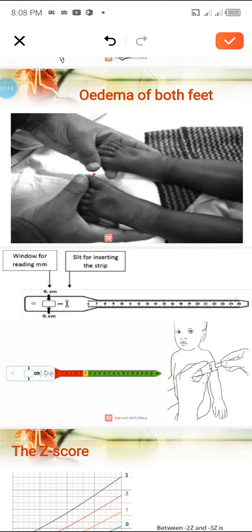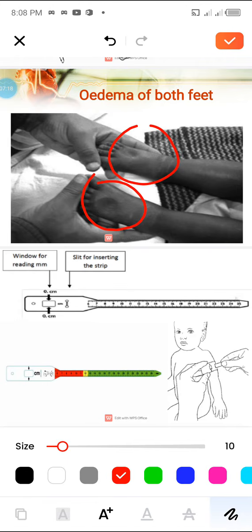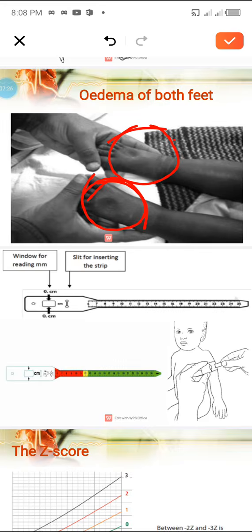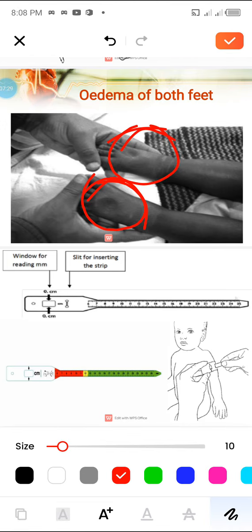So if you have a child during your assessment with edema of both feet, this means that the child is having severe acute malnutrition. So the child has been brought to you with acute malnutrition or malnutrition, then you come and assess. During your assessment, you see edema of both feet. This is an indicator for severe acute malnutrition.